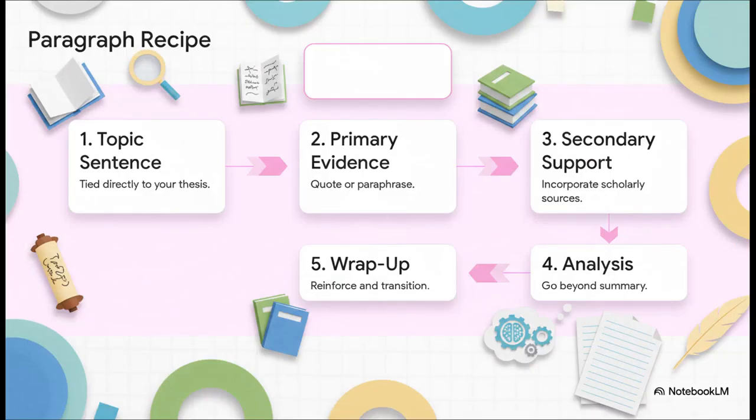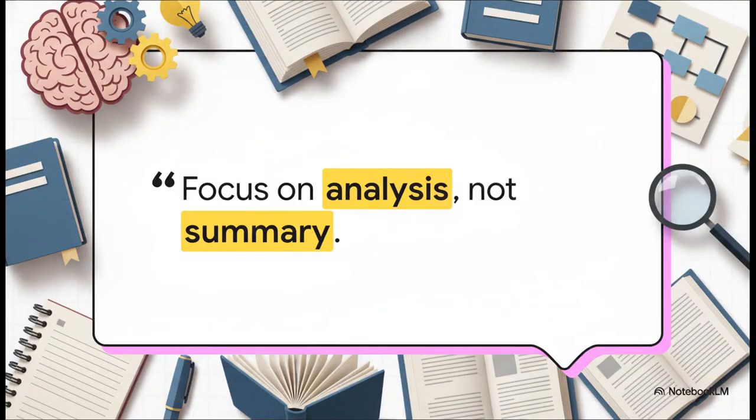Okay, so let's break down this recipe. First, every paragraph needs a sharp topic sentence. This is like a mini thesis for that specific point, and it absolutely has to link back to your main argument. Next, you bring in your evidence, starting with your primary source. Then you layer on top of that with support from a scholarly secondary source. Now, step 4 is the most important one, your own thoughtful analysis. And finally, you land the plane with a wrap-up sentence that really clinches the point and smoothly guides the reader to the next idea.